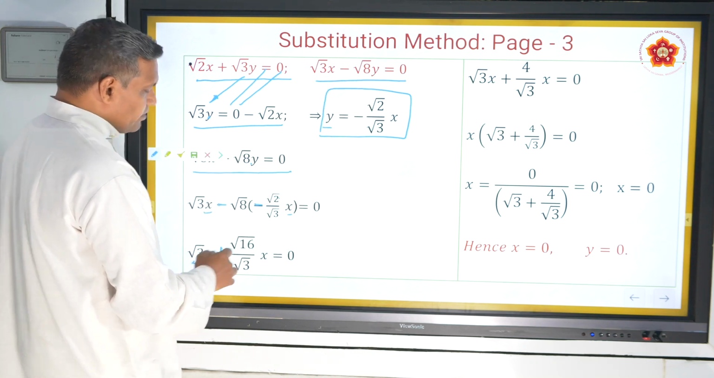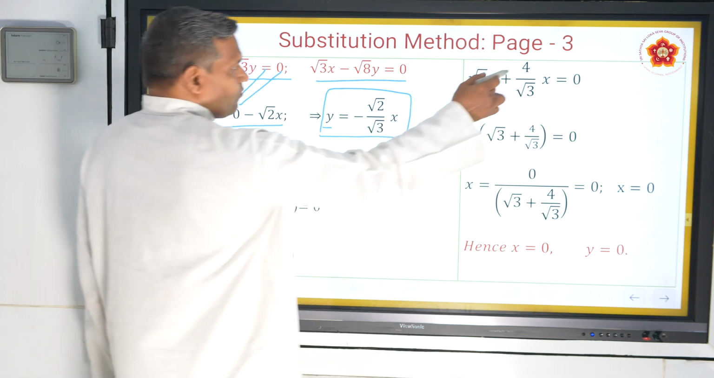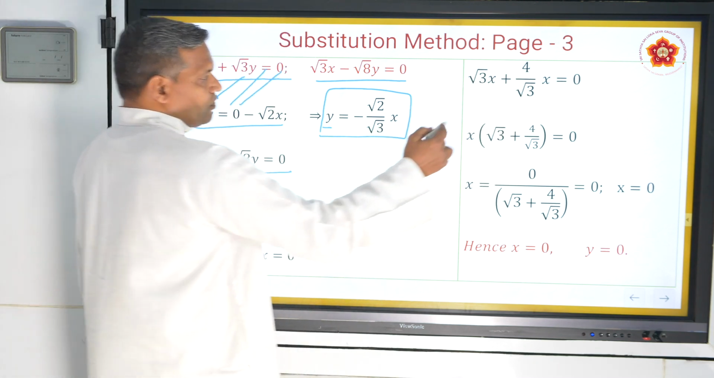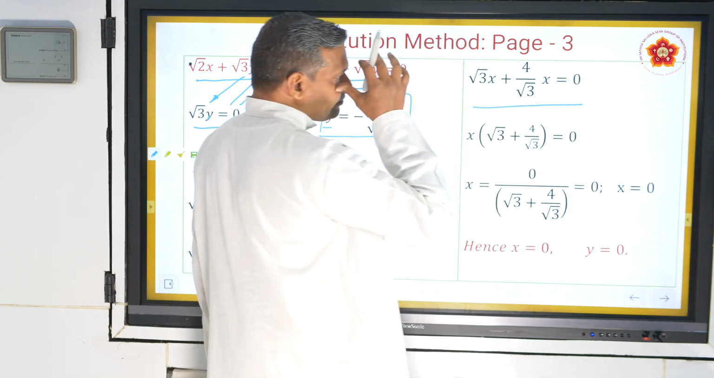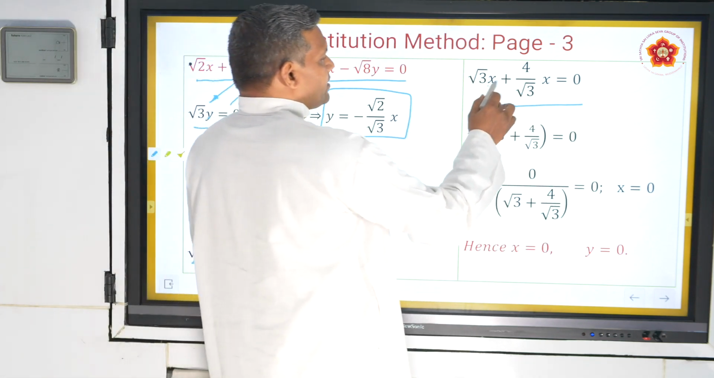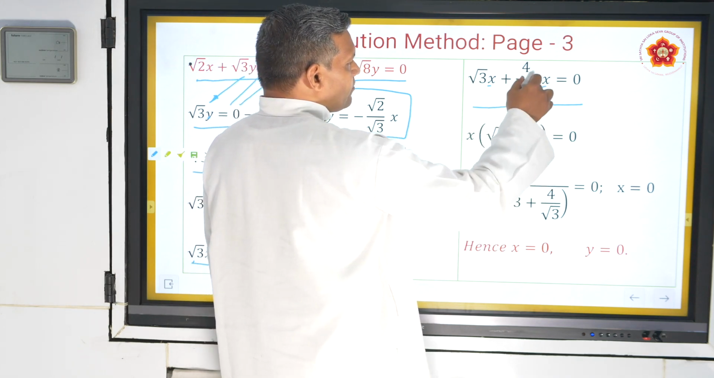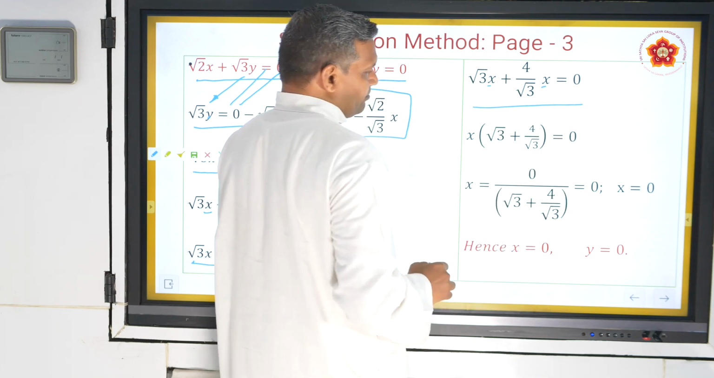Now root 3x, root 16 is 4 by root 3, so 4 by root 3 times x is equal to 0. That is the equation that I got here. Now here what I do, I'm going to take x common. So this x and this x will be taken out as common. What remains here is root 3 plus 4 by root 3, that is equal to 0.